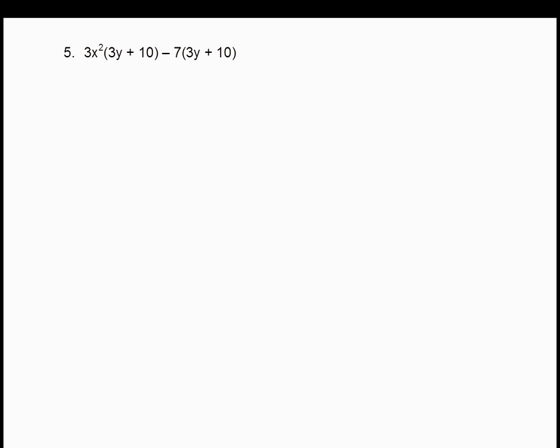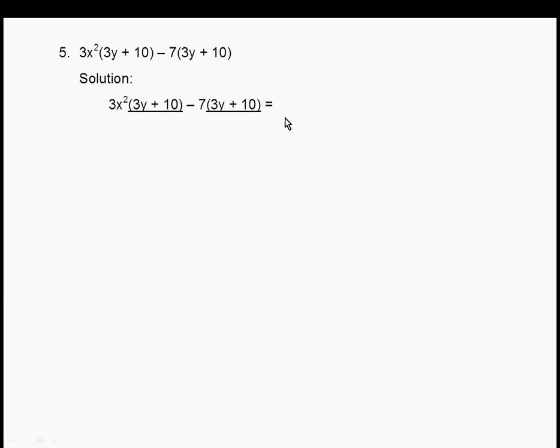Number 5. I've got 3x squared times 3y plus 10 minus 7 times 3y plus 10. Okay, we just have two terms. These two terms have 3y plus 10 in common. So I'll be factoring out 3y plus 10. If I factor 3y plus 10 from the first term, I'm left with 3x squared. When I factor from the second term, again dividing by 3y plus 10, I'm left with minus 7. And there's your complete factorization.